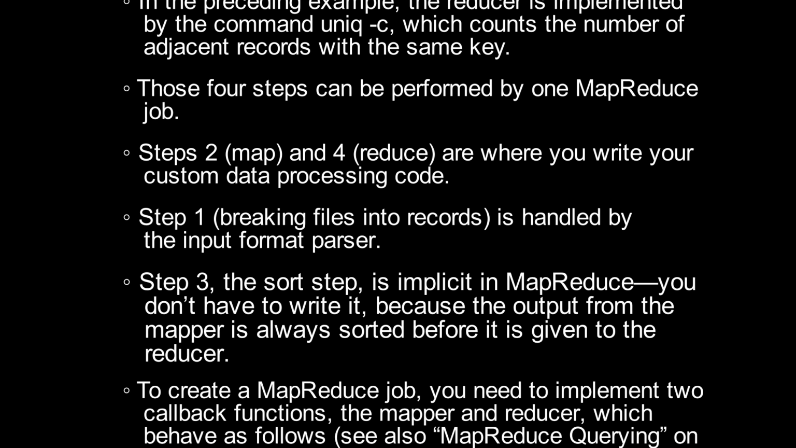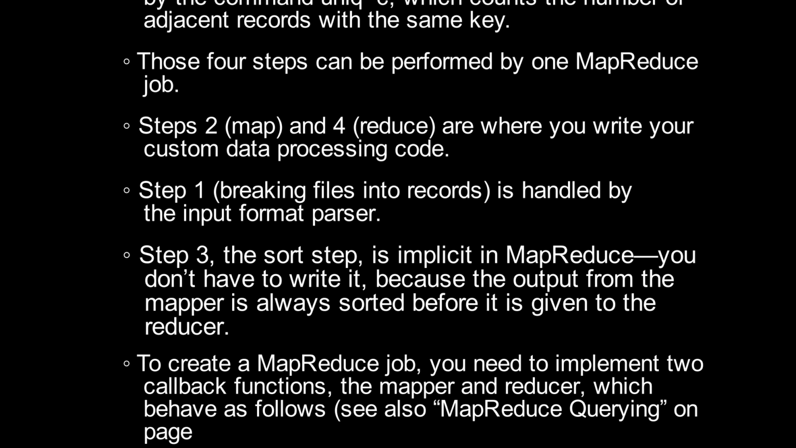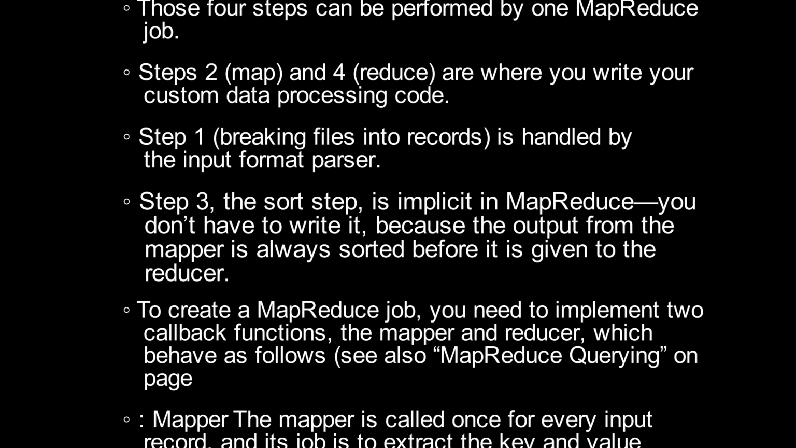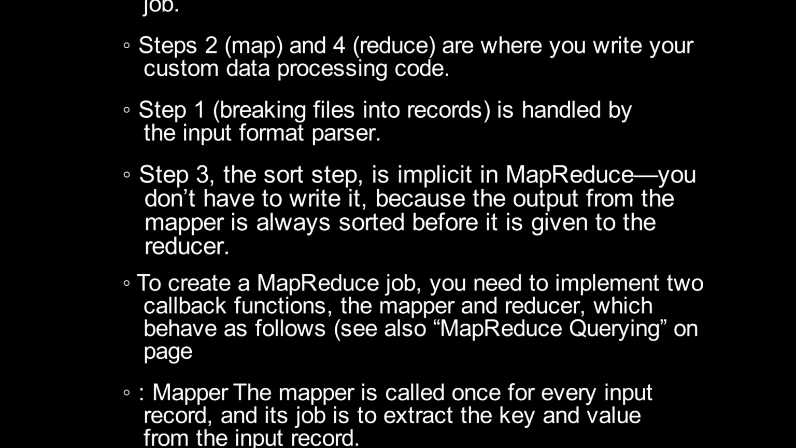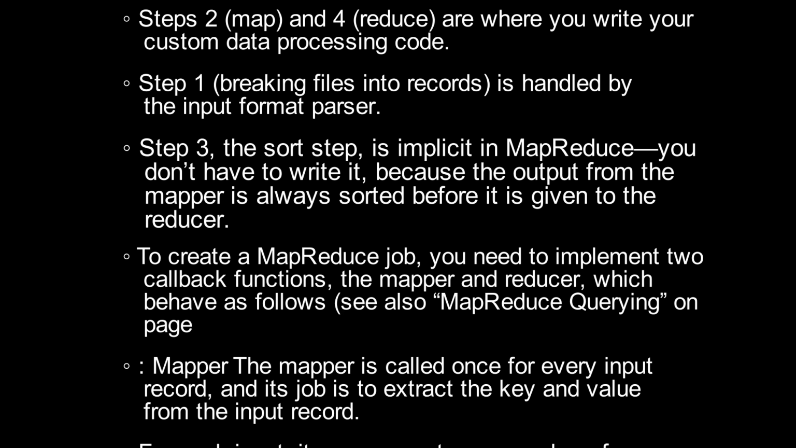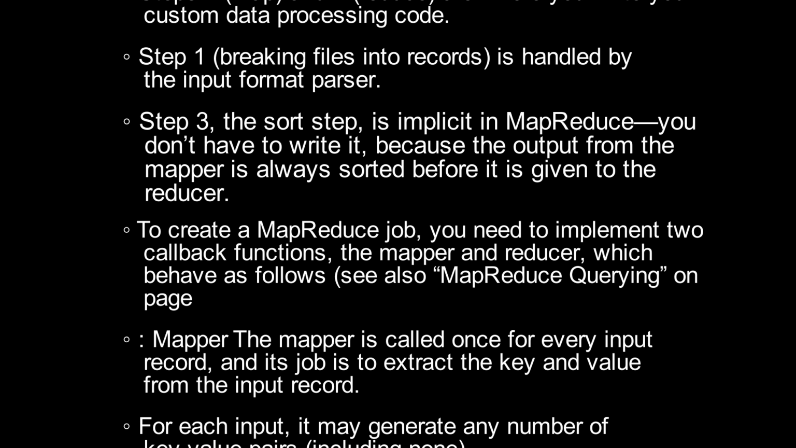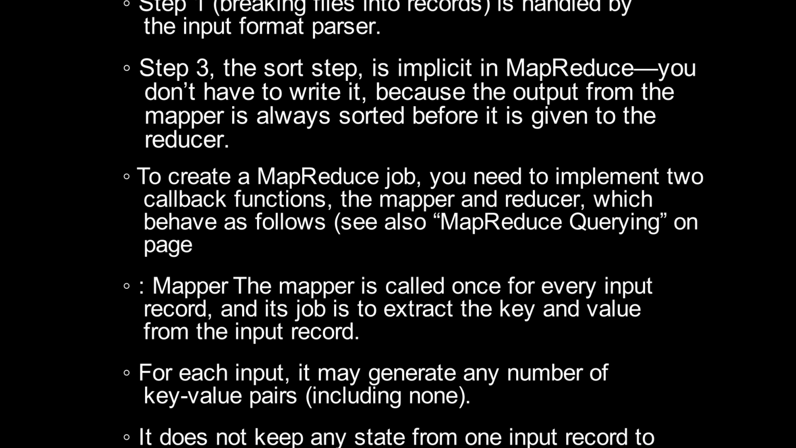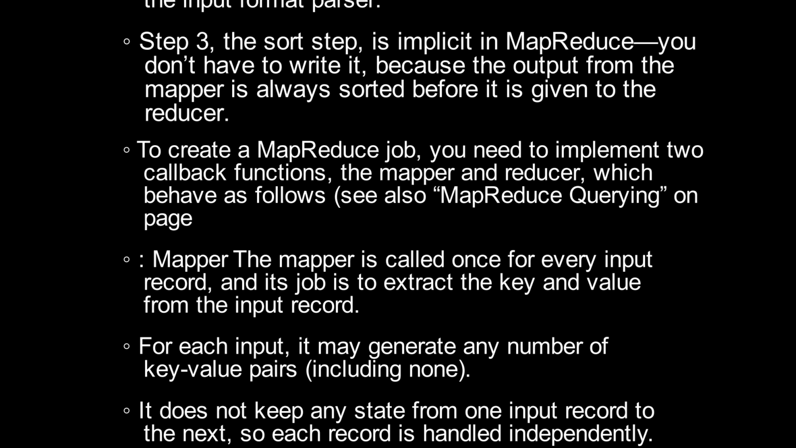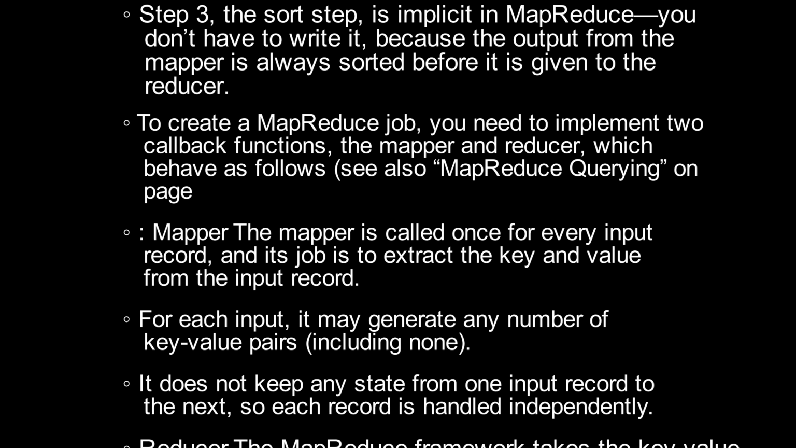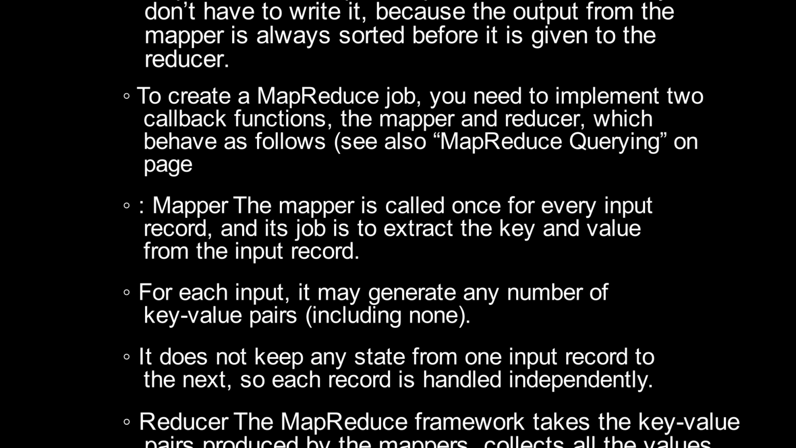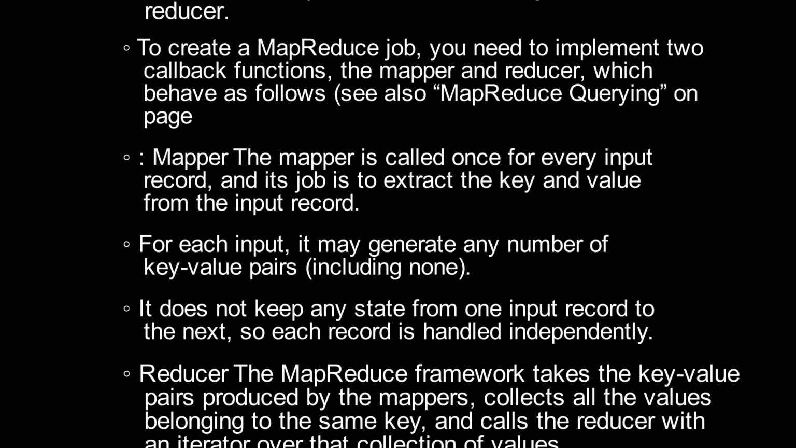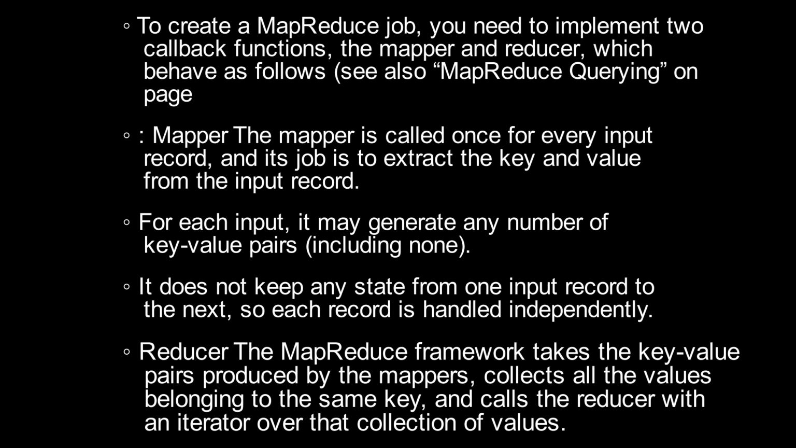You don't have to write it, because the output from the mapper is always sorted before it is given to the reducer. To create a MapReduce job, you need to implement 2 callback functions, the mapper and reducer, which behave as follows. See also "MapReduce Querying" on page. Mapper: the mapper is called once for every input record, and its job is to extract the key and value from the input record. For each input, it may generate any number of key value pairs, including none. It does not keep any state from one input record to the next, so each record is handled independently.